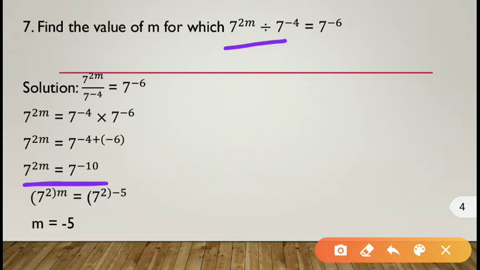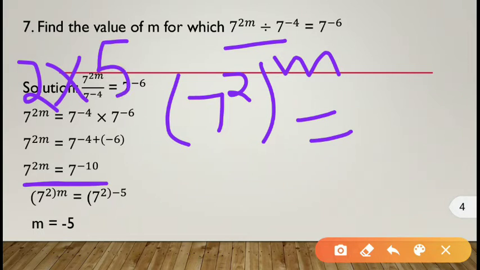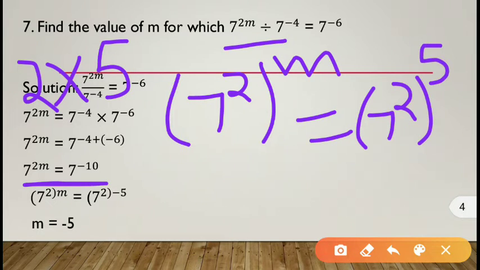Now this is your line. 7 to the power 2m, we can write as 7 square to the power m. Why? Because when we multiply it again, we get the same 7 to the power 2m. Why we are writing this, I will explain to you. And 7 to the power minus 10. What is the factor of 10? We can write 2 into 5. So we can write 7 square to the power 5, because when we multiply 2 into 5, we get 10 again. And here it is a minus sign, so there should be a minus.